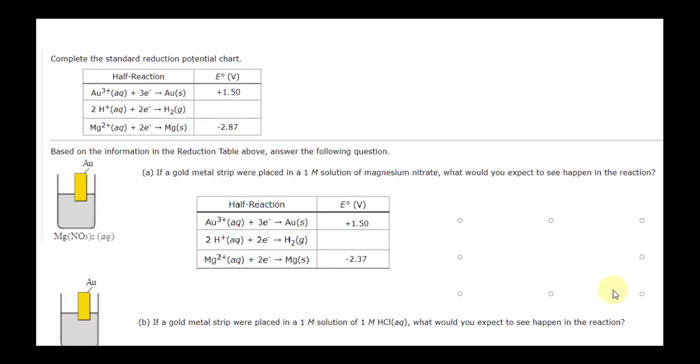Electrochemistry and a problem for it. So let's get this show on the road. First question, complete the standard reduction potential chart. For any problem that requires knowledge of reduction potentials, they'll give you a chart.